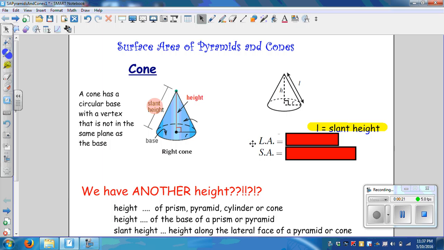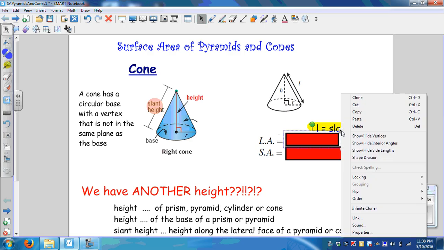A cone by definition has a circular base with a vertex that is not in the same plane as the base. So what you see here is a vertex up at the very top. You have a height that is the altitude, and it is perpendicular to the radius or the diameter of the base, which is a circle. Additionally, you have an extra kind of height that's listed on the side, and this is called the slant height. In the second picture, you can see they've designated the slant height with a value of L, and that is needed for one of these formulas.